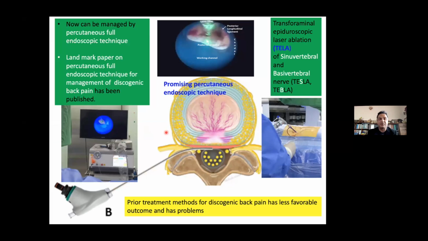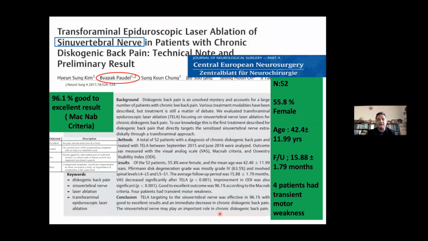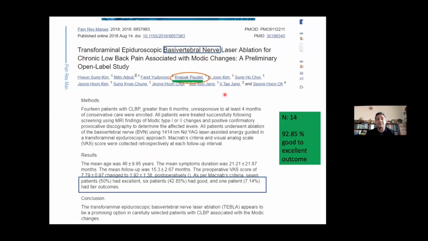The landmark paper on this is published now, and we call this transforaminal laser ablation of the sinovertebral nerve. If we ablate the sinovertebral nerve, we call it Tesla, and if we ablate the basivertebral nerve, we call it Tebla. This is the promising percutaneous endoscopic technique so far. Prior treatments like the thermal procedures I did for discogenic back pain have less favorable outcomes and have problems. However, this technique, which we have published together with my mentor Hyeun Sook Kim, has shown 96% good to excellent results for Tesla, and about 93% for the basivertebral nerve ablation.